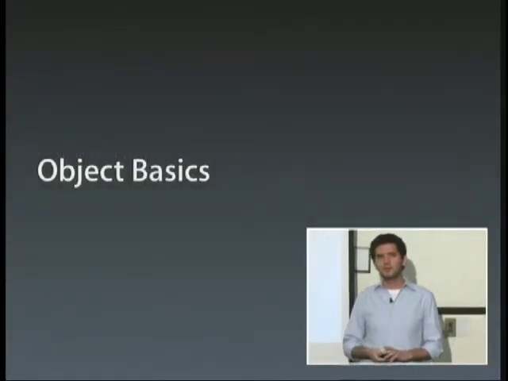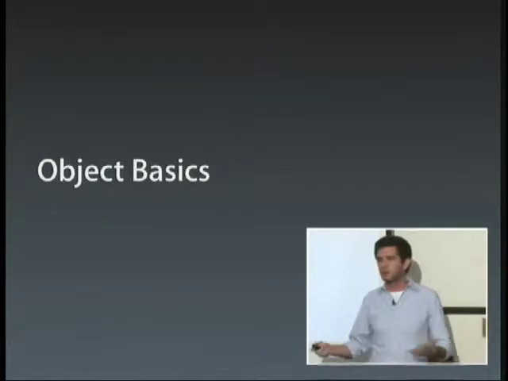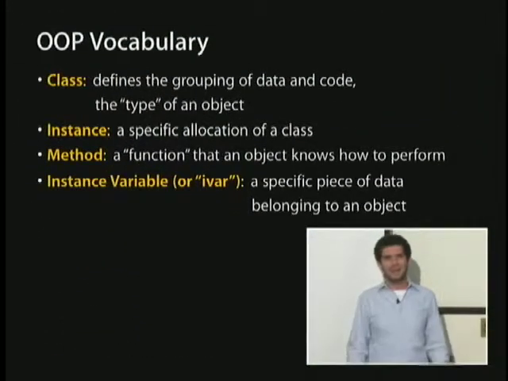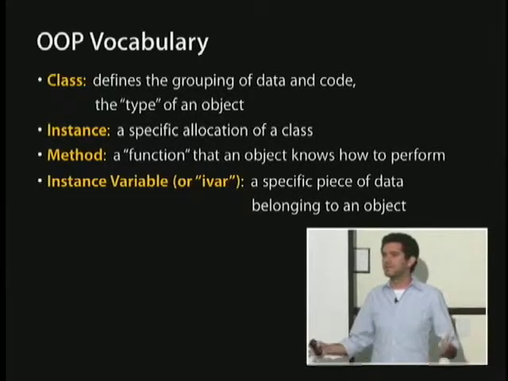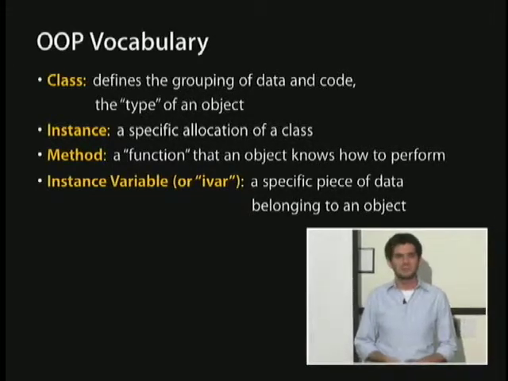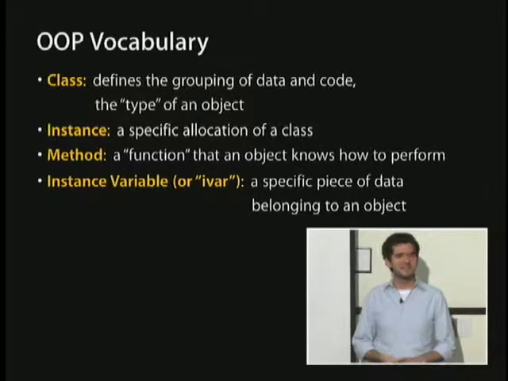So let's start out with the basics of object-oriented programming, just a quick overview. A class is the most basic thing. Can anyone tell me what a class is? Just a quick, brief description of what you think a class is.